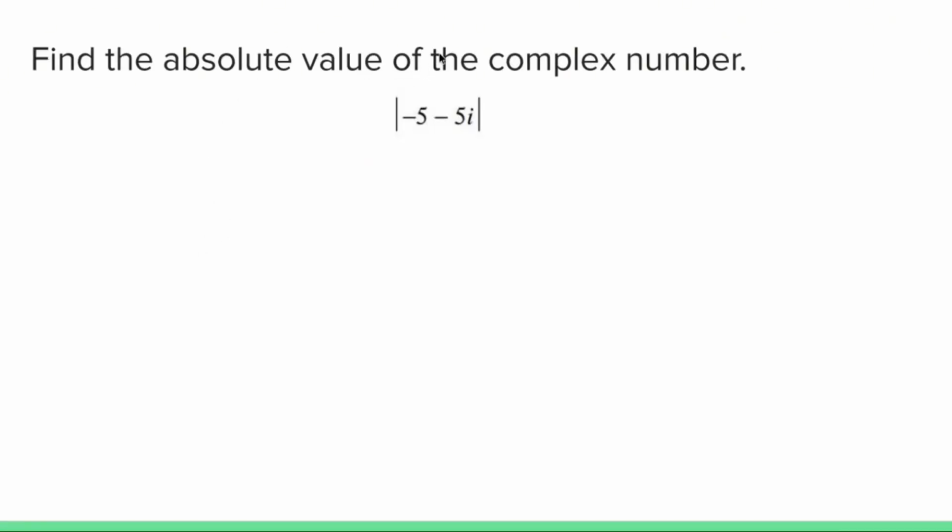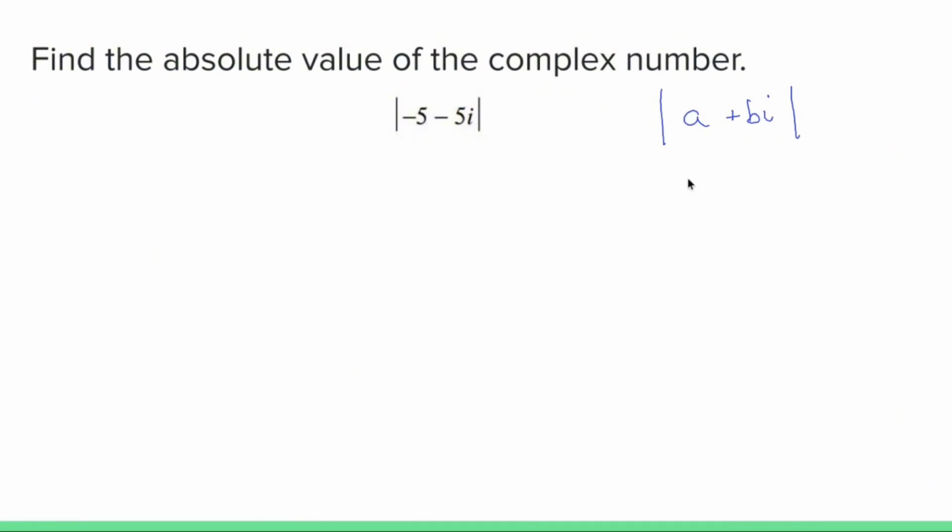Find the absolute value of the complex number. The absolute value means distance. So I give you something like this in the form a plus bi. Finding the distance of a complex number is going to involve the Pythagorean theorem. Now in future videos you're going to see me graph these, so maybe that'll make sense of this all, but this is going to be the Pythagorean theorem.